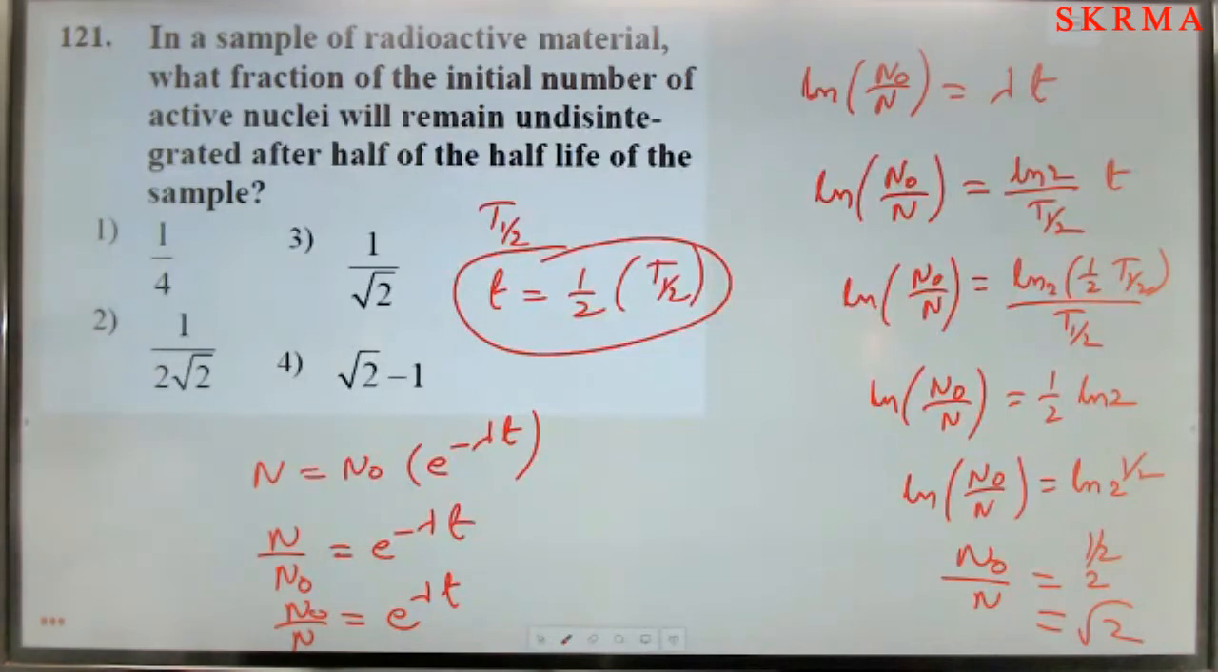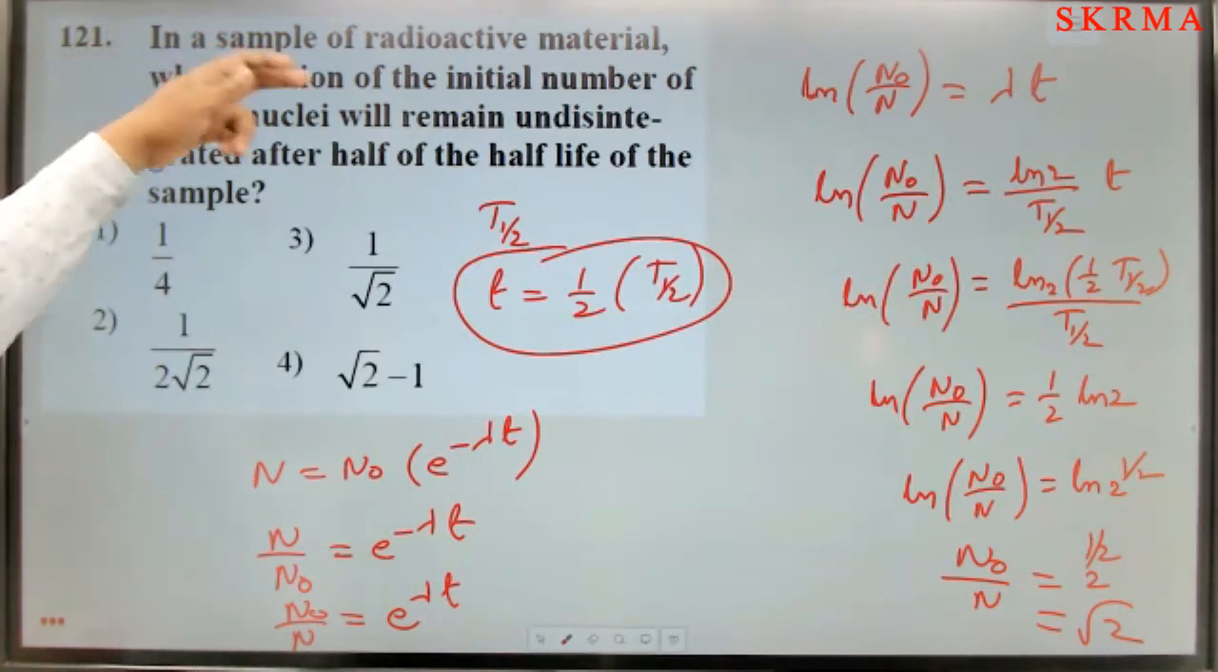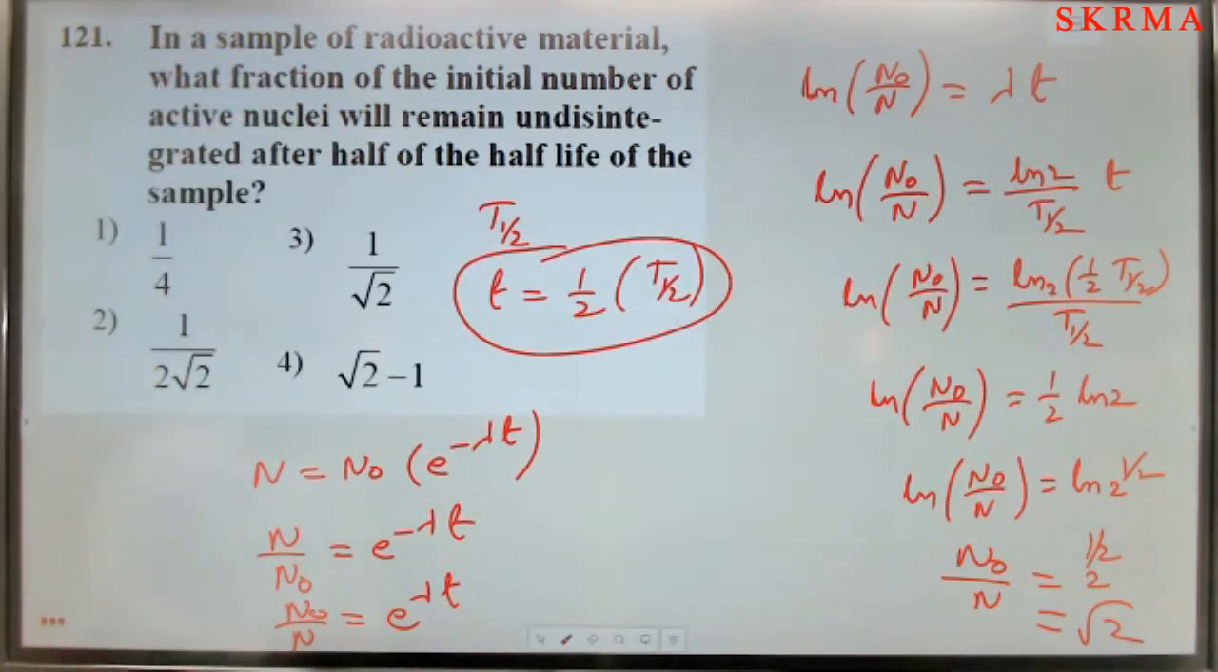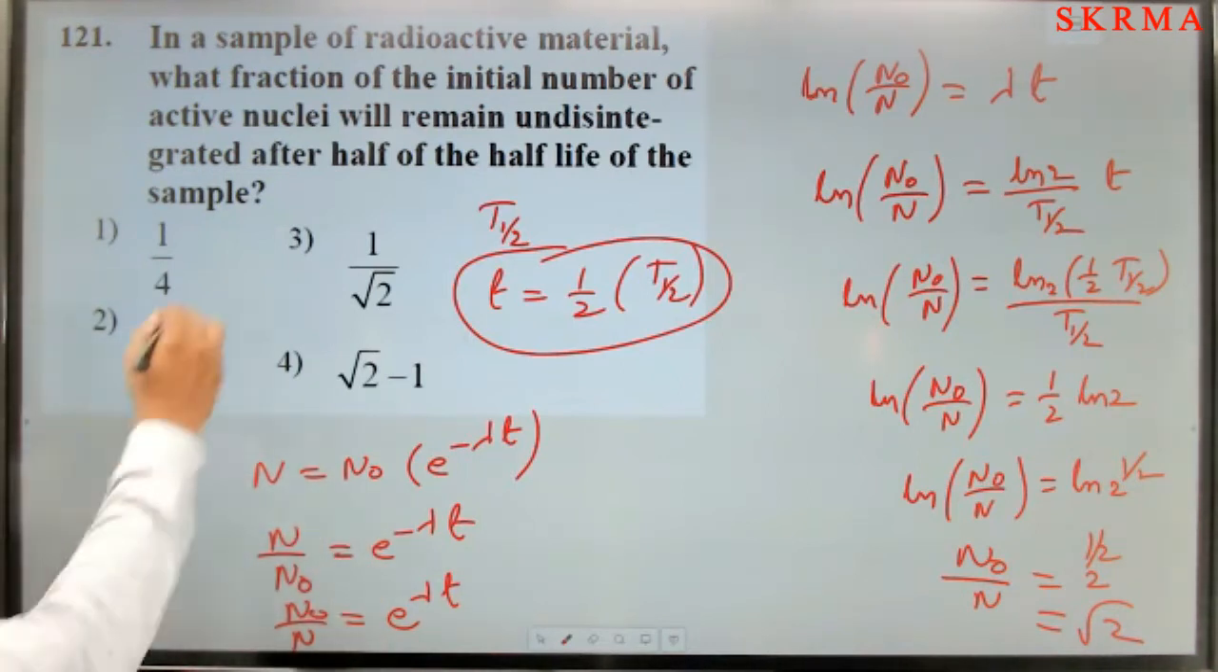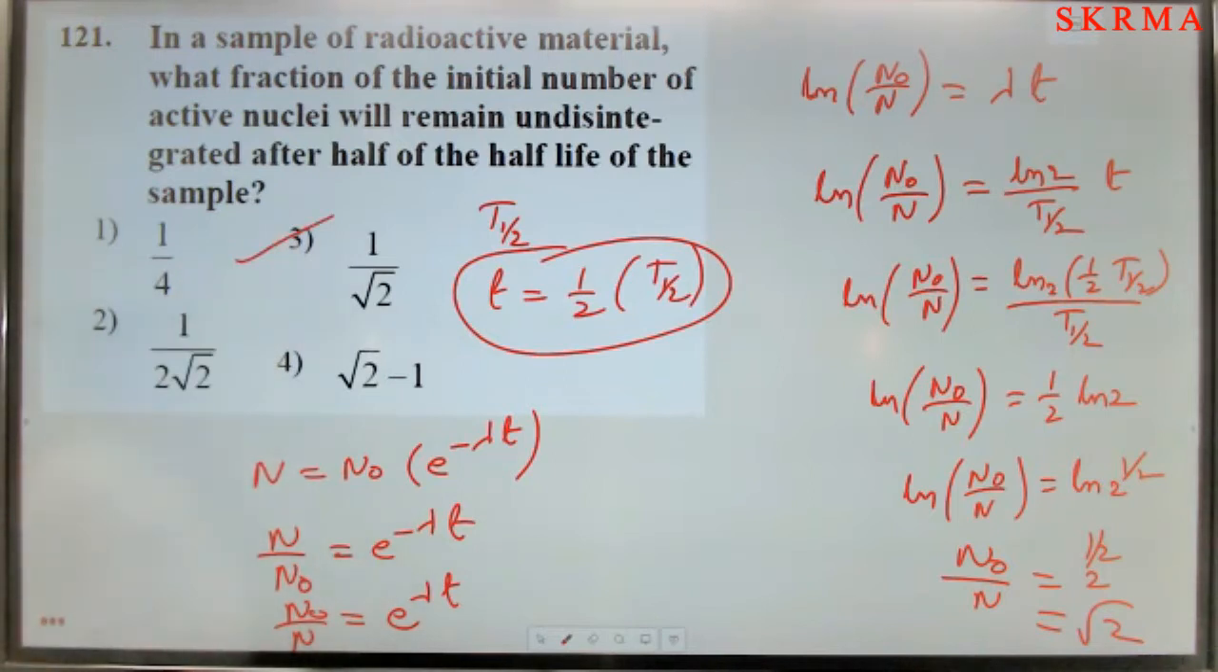Now what we have to solve? What fraction of initial number of nuclei will remain? That means N by N naught you have to solve. N naught by N is root 2. So N by N naught is 1 by root 2. So 1 by root 2 is the answer.